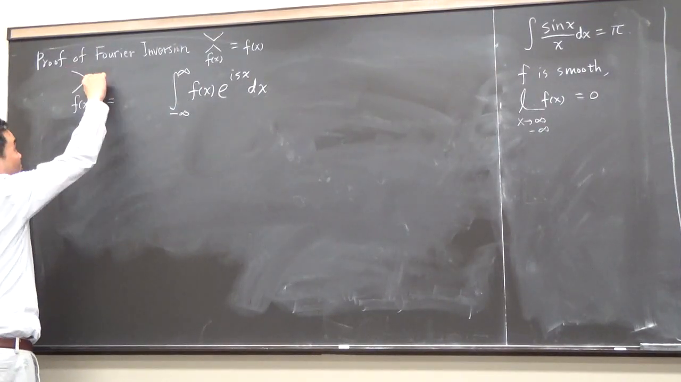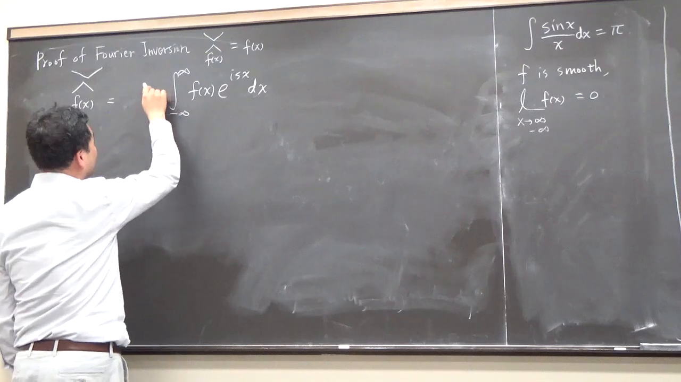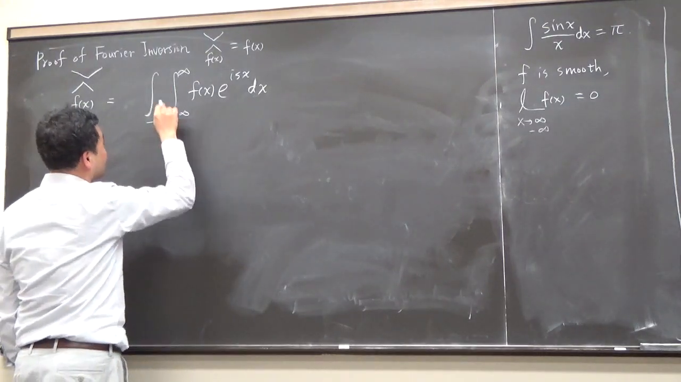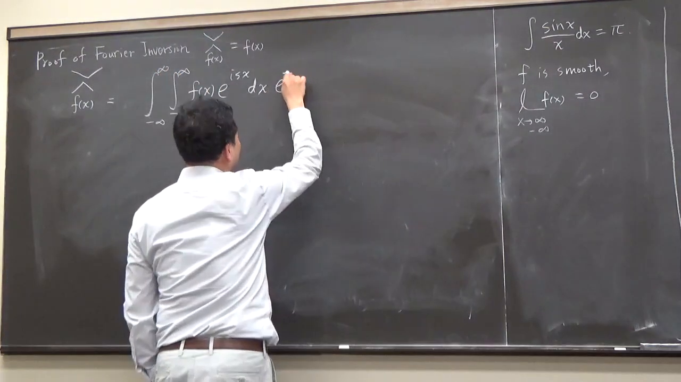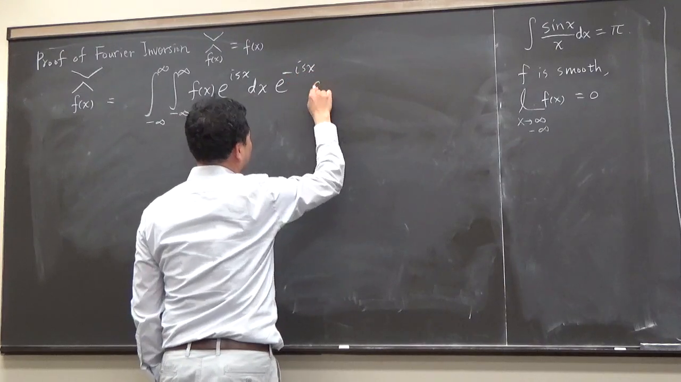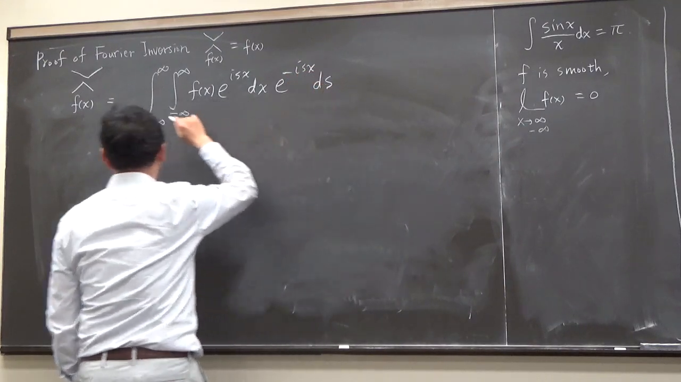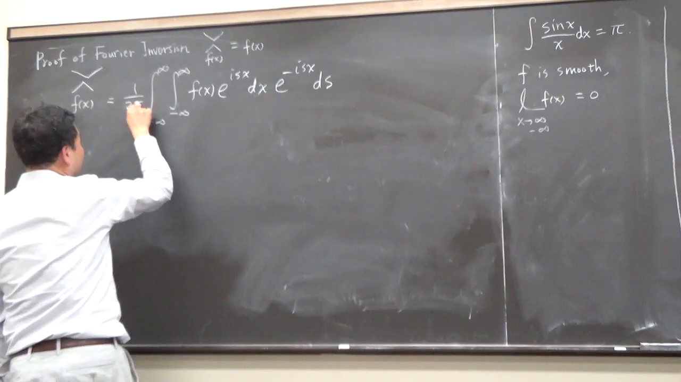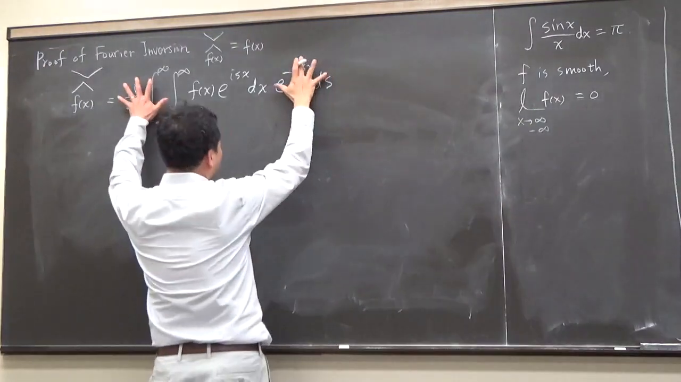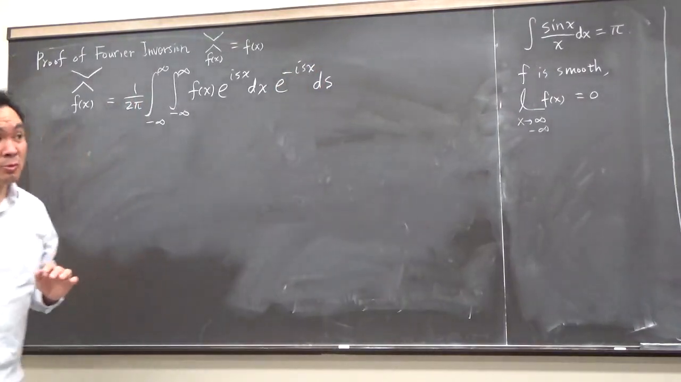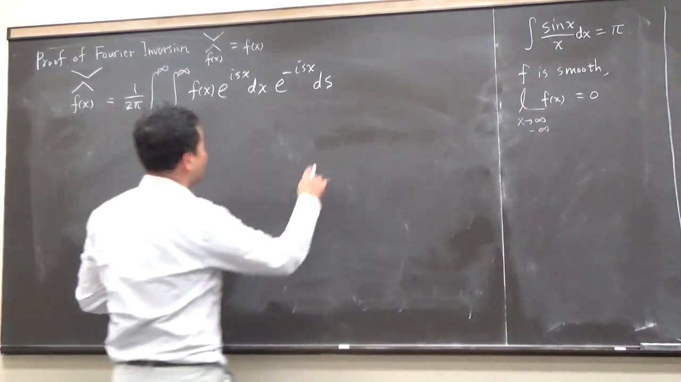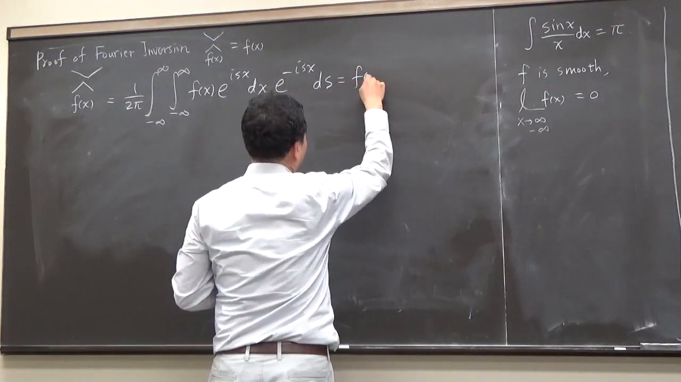But then there's the inversion, which is to integrate this again against e to the negative isx, and this time we integrate over s, and you multiply by 1 over 2 pi. So this outside part is the Fourier inversion formula. And I want to prove that this is equal to f of x.